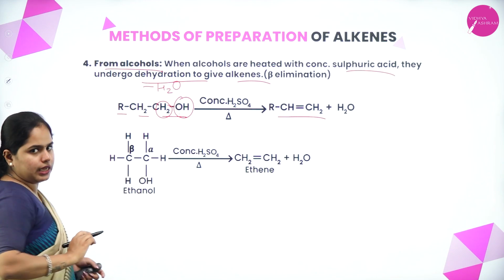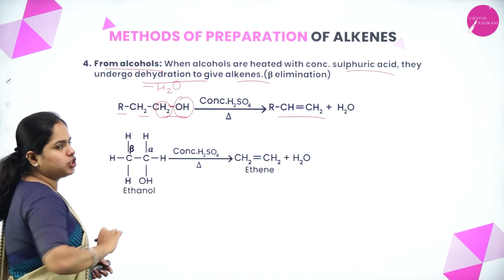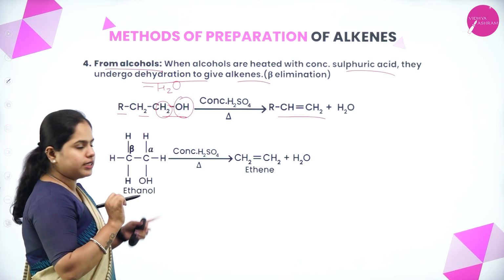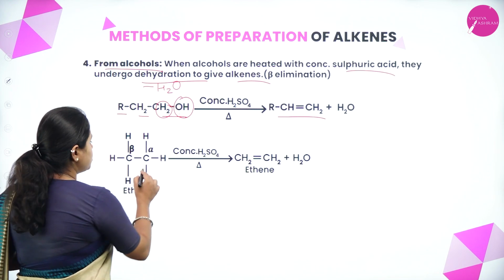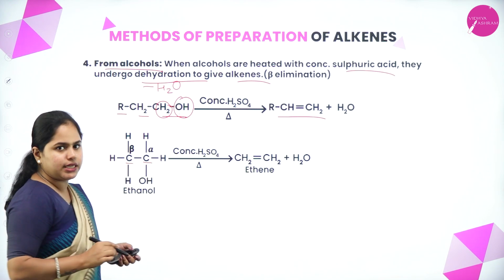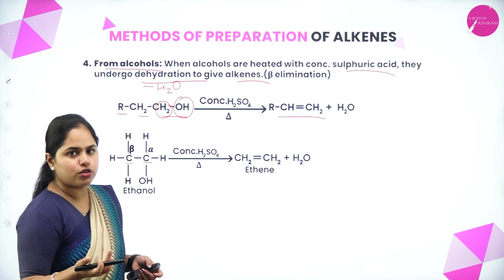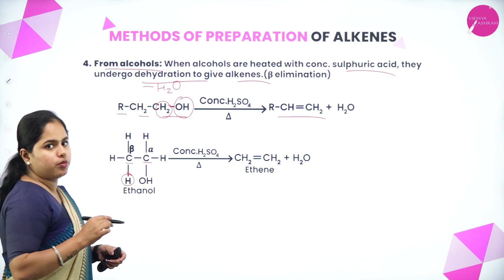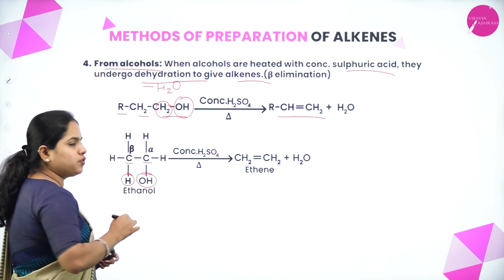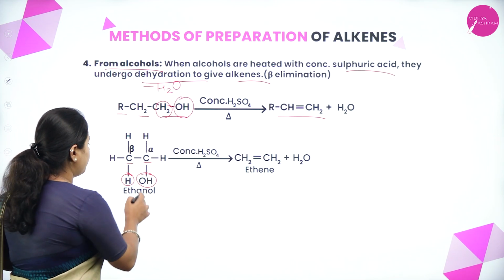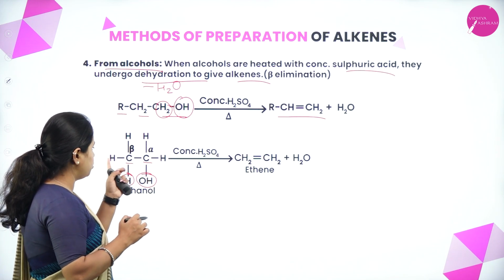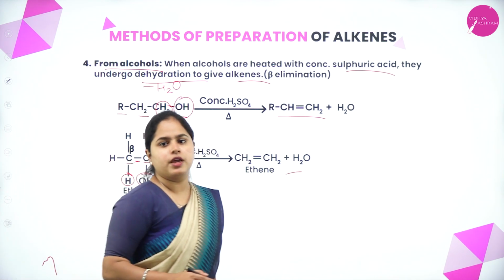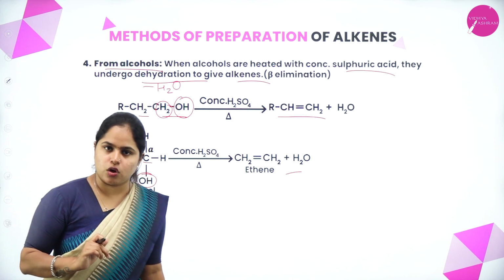So for example, if we are taking CH3CH2OH, that is ethanol. As you can see here, the alpha carbon atom is the one to which the OH group is attached. So this is your alpha carbon and this is your beta carbon. In the presence of concentrated H2SO4, we are heating it. H2O will be removed. The hydrogen will be removed from the beta carbon and OH will be removed from the alpha carbon, right? So you get CH2 double bond CH2, and water is removed. So I hope this method is also clear.